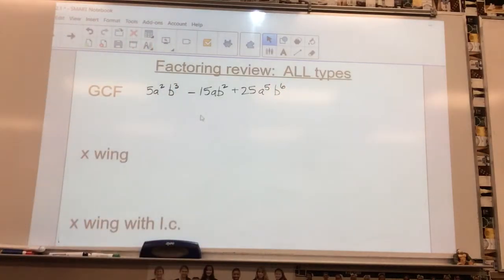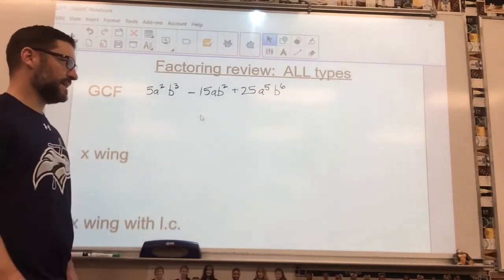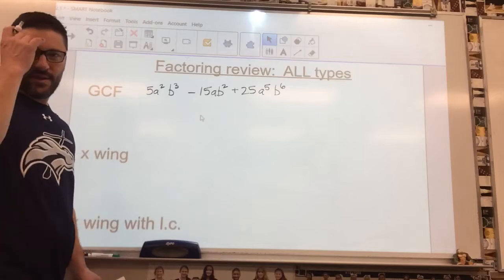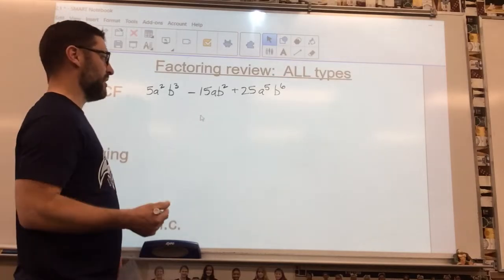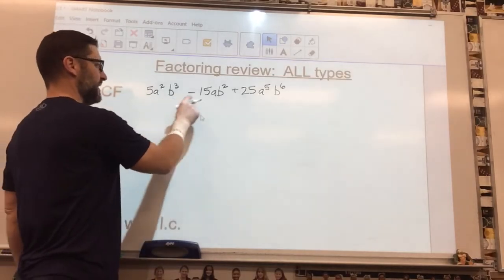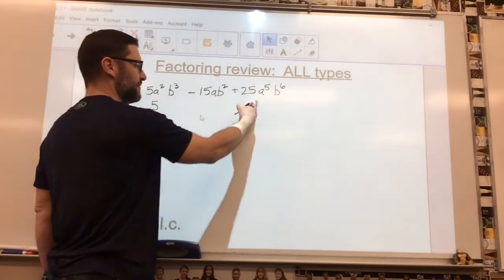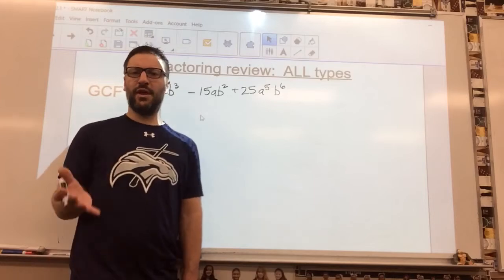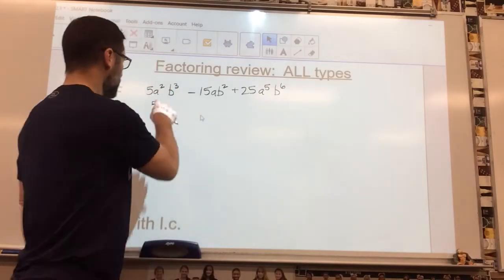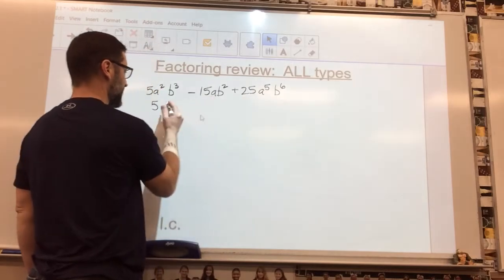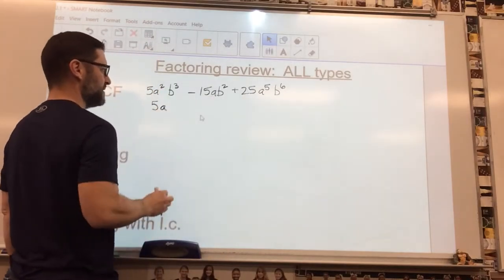Okay, and we look for terms we can pull out. This is the trinomial, and it's not probably factorable with any other method except for can I pull a term out. And I notice constants are 5, 15, and 25, so I can pull out a 5. I have a's in every term, and the rule is you pull out the a with the smallest exponent. So I see a squared, I see an a, and I see an a^5. That one has the smallest exponent, so I can pull a single a out.